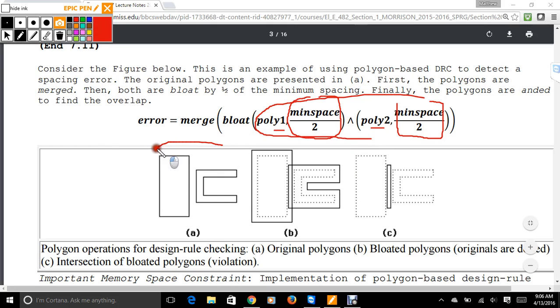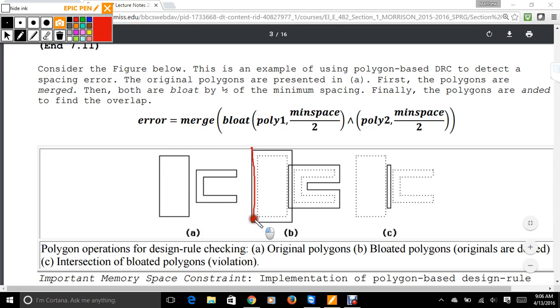So here you have these two polygons, poly 1 and poly 2. And so your original polygons are such. Now your bloat, so the original polygons were inside here, right? And so that's where this bloat comes into play. Bloat's this. So then we account for the bloated polygons, and then we find the intersection of the bloat there. So you merge those two areas, and that's your error right here. And so that's how you work on it.